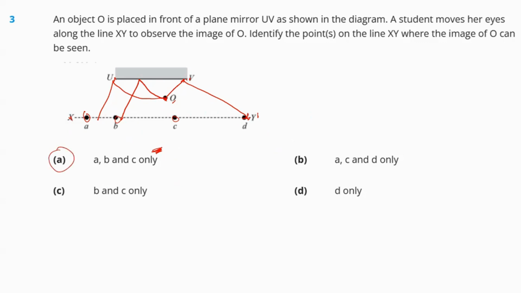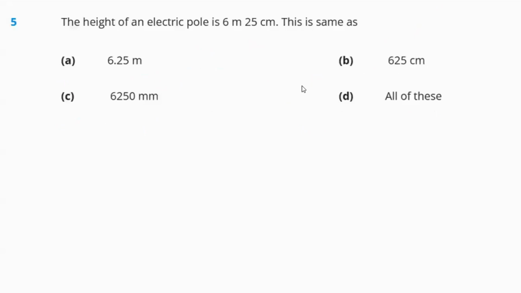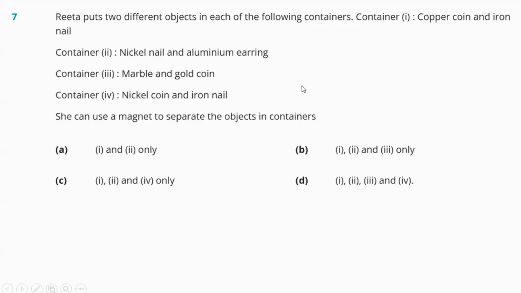Now coming to question number 4. Four students measured the length of a table which was about 2 meters. Each of them used different ways to measure it. Which one of them would get the most accurate length? Sam measured it with a half-meter long thread. Gurmeet measured it with a 15 centimeter scale. Rina measured it using her hand span. And Salim measured it using a 5-meter long measuring tape. So this would be the correct method for measuring accurately.